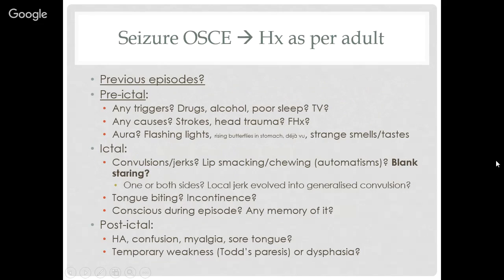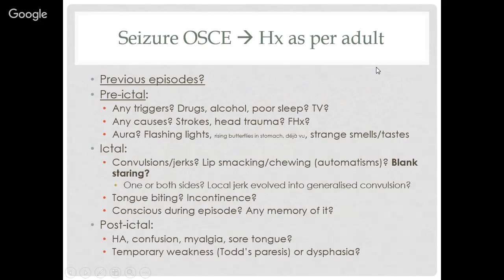Any auras in particular before? Again, depending on the child's age, they might not be able to report if they've had auras. And then ictal, and the most important thing to remember to add on is any blank staring, as well as what did they do? Was there any convulsions or jerks? Any lip smacking or chewing, the automatisms that you get in seizures. Tongue biting and incontinence are really important because you don't really get that with syncope and other conditions, so that really points you towards a true seizure. And obviously, if the child was conscious during the episode, do they remember it, depending on the age of the child.